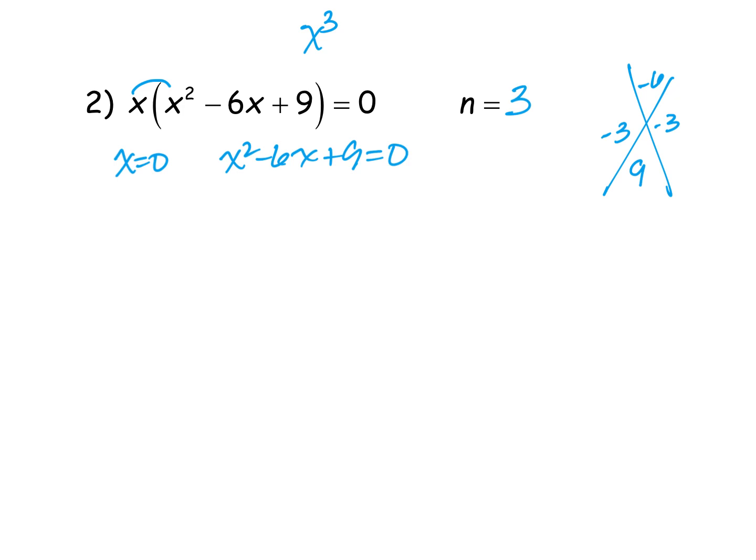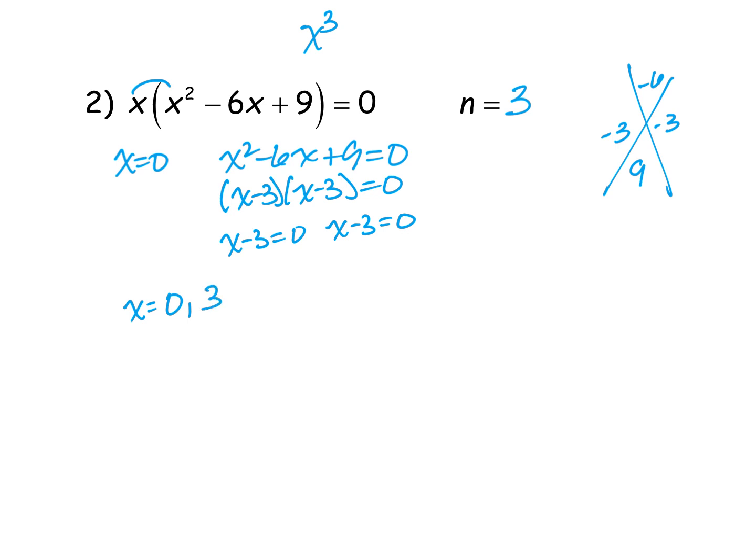Negative 3 and negative 3. Good. So then this factors to x minus 3 times x minus 3. And then I can say x minus 3 equals 0 and x minus 3 equals 0. Okay? So then x equals 0 or 3. And I know now it looks like I only have two answers, right? Because it's x equals 3 and x equals 0. But I actually have this how many times? Twice. So I do have three answers. Just one of them is a duplicate.